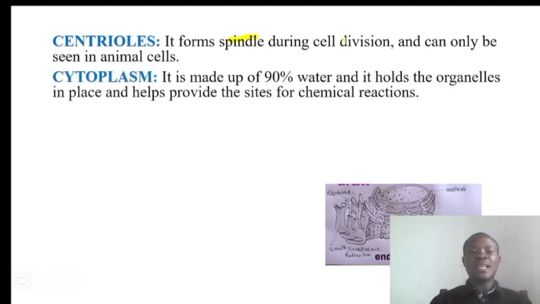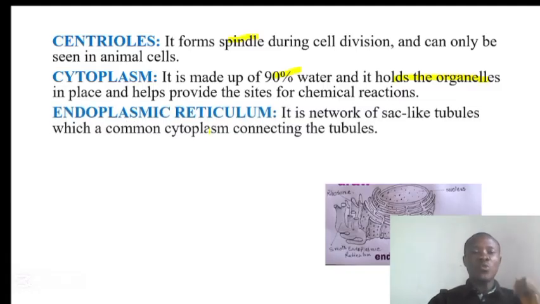And we have the cytoplasm. The cytoplasm is made up of 90% water. It holds the organelles in place. The nucleus, the endoplasmic reticulum, the lysosome, they are being held in place by the cytoplasm. These are what we call the cytoplasmic strands that help to hold these organelles in position. It provides the site for the chemical reactions that are happening within the plant or animal cell. They are happening within the cytoplasm.